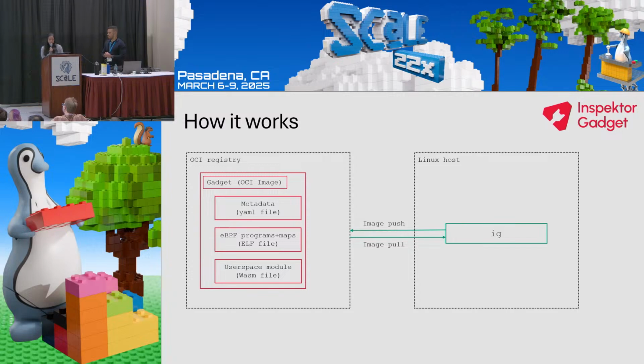Basically, the way we have it set up is that these gadgets live in an OCI registry, so you can pull the image down from the registry using ig image pull and then run them on your host, which makes it super easy to pull down certain gadgets, whatever you're interested in, and then run them.